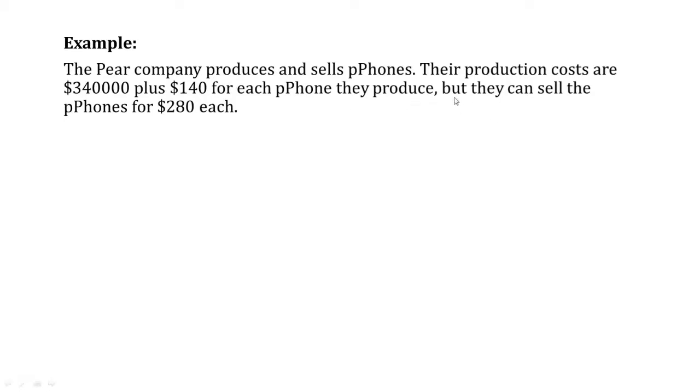Now the next statement in the same sentence says, but they can sell the P phones for $280 each. This is, in other words, the price for each P phone. And so now we have price. So that's all the information we have. But now immediately, this is what we can do with that information.